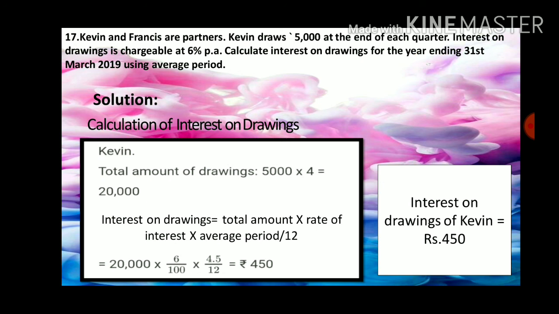Calculation of interest on drawing. There are two partners here, namely Kevin and Francis. First, you have to calculate the interest on drawing of Kevin. Total amount of drawings: 5,000 into 4. What does 4 mean?